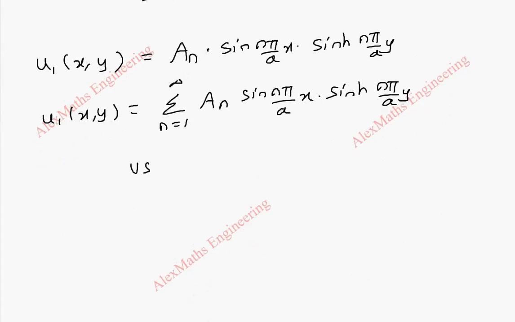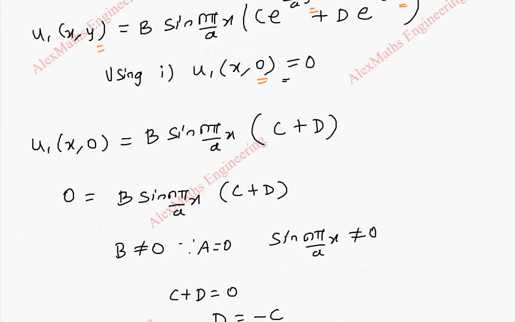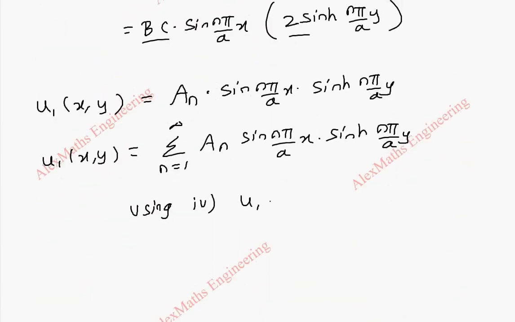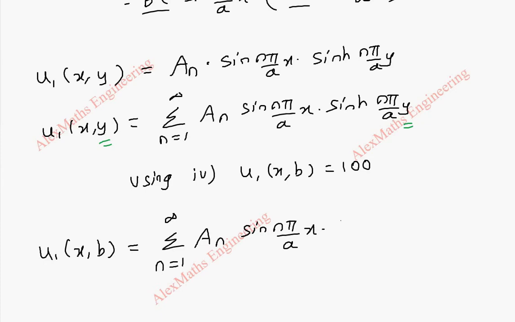Now using the last condition, there is a fourth condition. Let's see the condition once again: u1 of (x, b) is 100. So wherever y is present, we have to substitute b. So this will be u1 of (x, b) is summation n is equal to 1 to infinity An sin(nπ/a)x into sinh(nπb/a), and this value is 100.